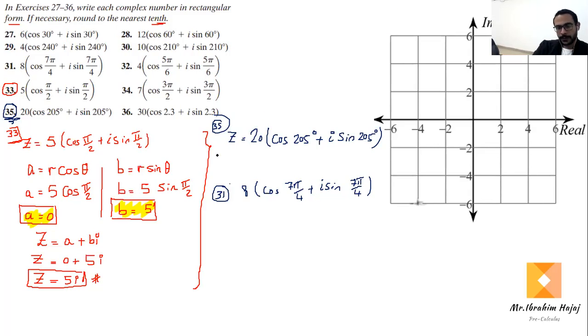31. Okay. First we'll put A equals R cosine theta and B equals R sine theta. For A equals R cosine theta, the angle is 7 pi over 4, and R is 8. Evaluate the R quickly. The R is what? It is 8. So substitute 8 for R and cosine 7 pi over 4. Give me 1 minute, please.